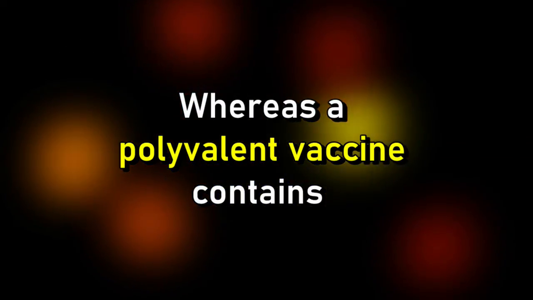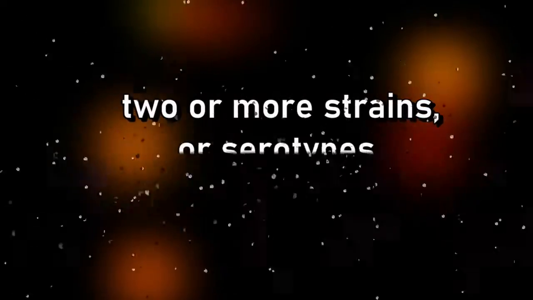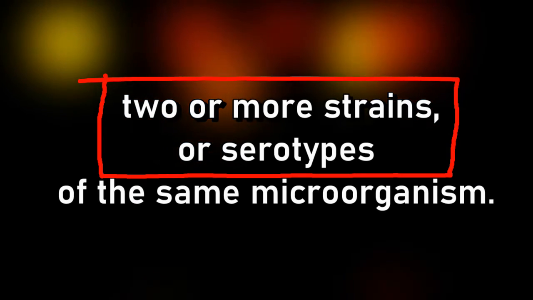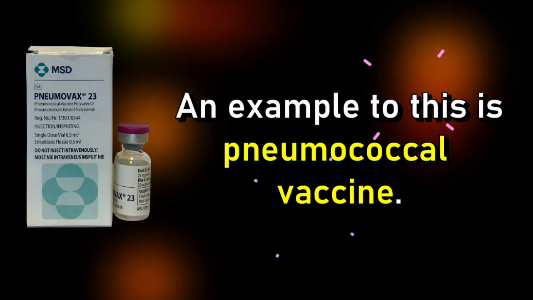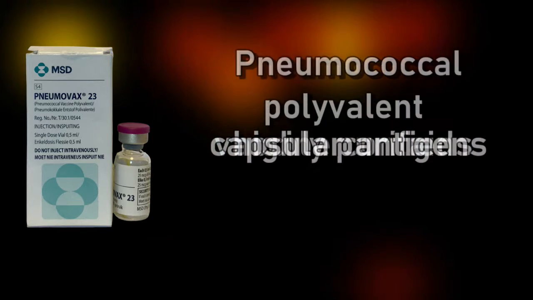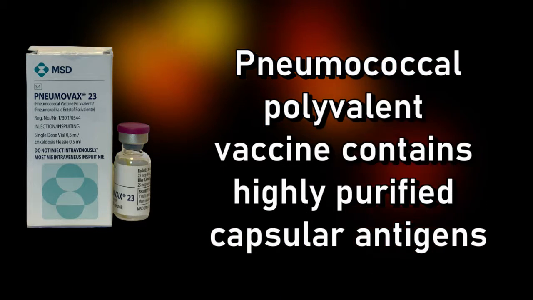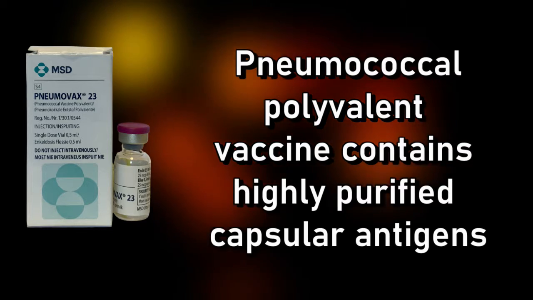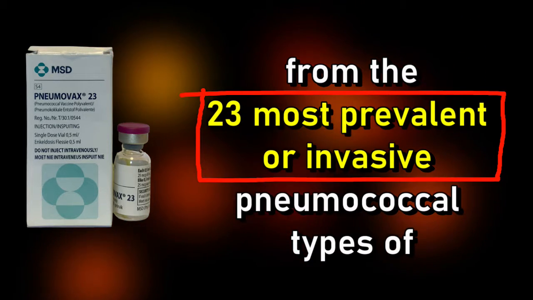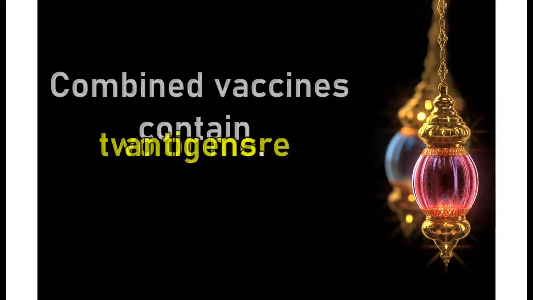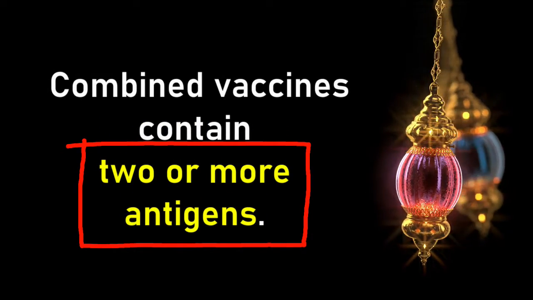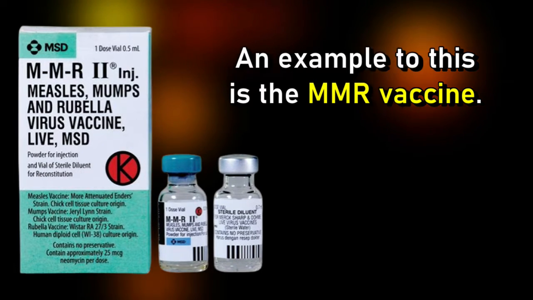Whereas, a polyvalent vaccine contains 2 or more strains, or serotypes, of the same microorganism. An example of this is the pneumococcal vaccine. Pneumococcal polyvalent vaccine contains highly purified capsular antigens from the 23 most prevalent or invasive pneumococcal types of Streptococcus pneumoniae to ensure cross-protection. Combined vaccines contain 2 or more antigens. An example of this is the MMR vaccine.